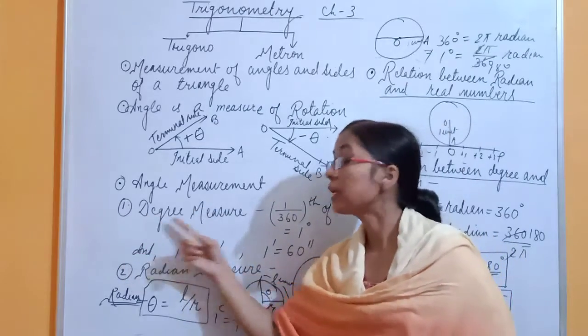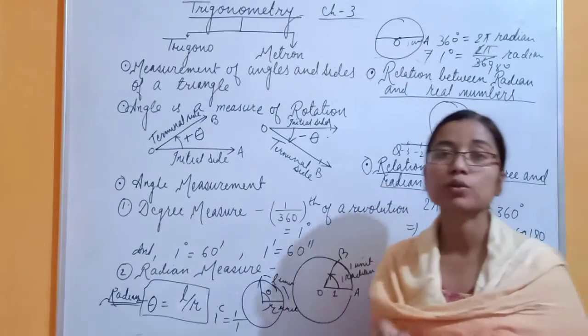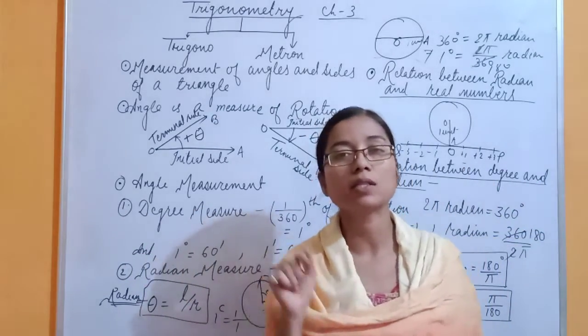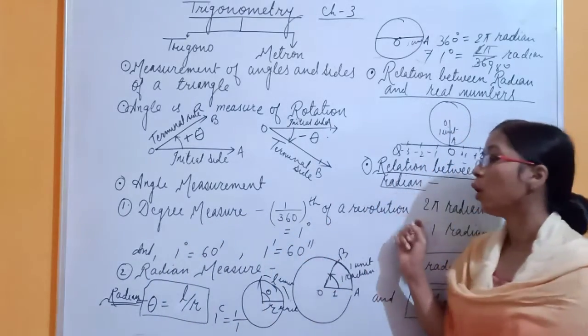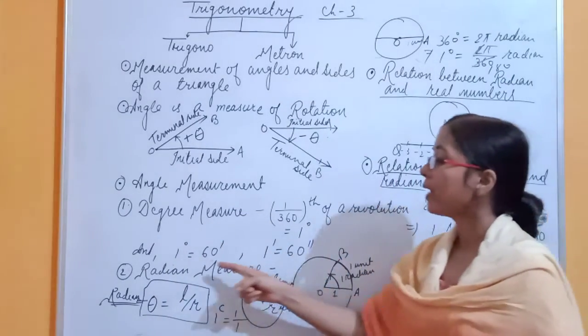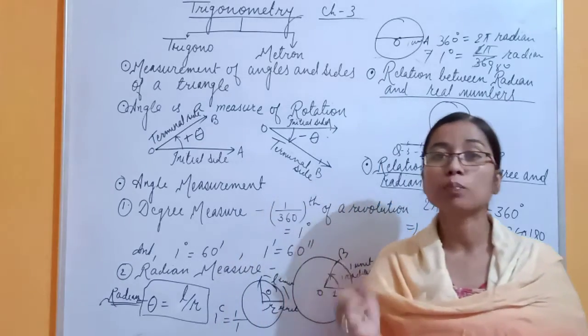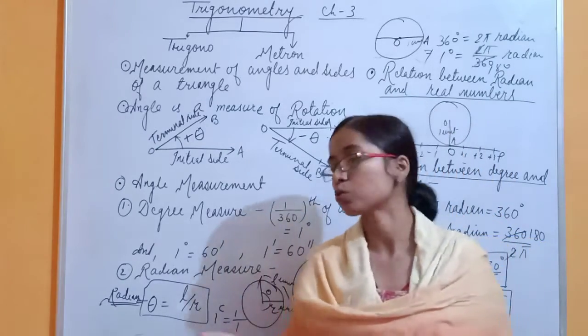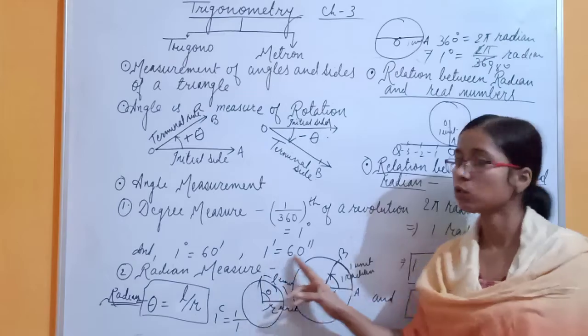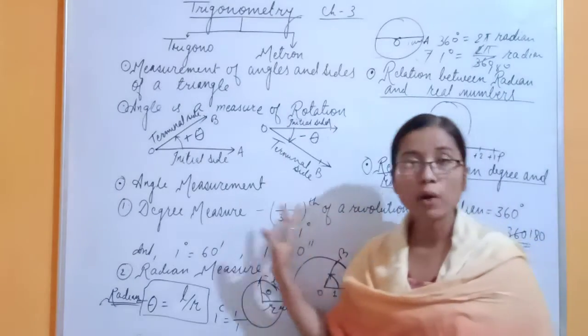Now, about degree measure: the degree measure is nothing but 1/60th of a revolution. It gives you 1 degree, and 1 degree is subdivided into minutes, where 1 degree is equal to 60 minutes and 1 minute is equal to 60 seconds. Okay, now it is clear.